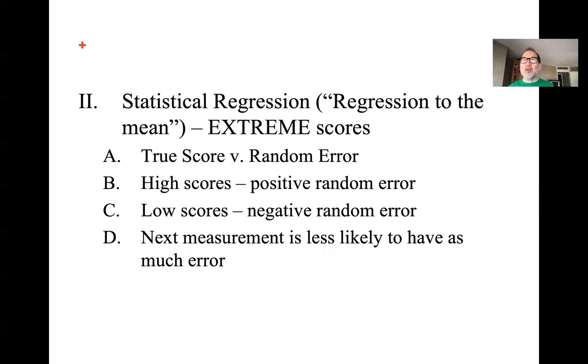Now, what is statistical regression, or regression to the mean? You've probably heard this concept before in stats. Well, it's the idea that in most cases, extreme scores, extremely high or extremely low scores on a test, if you measure that same person again, odds are the next measurement will be closer to the mean. They won't be as low or they won't be as high.